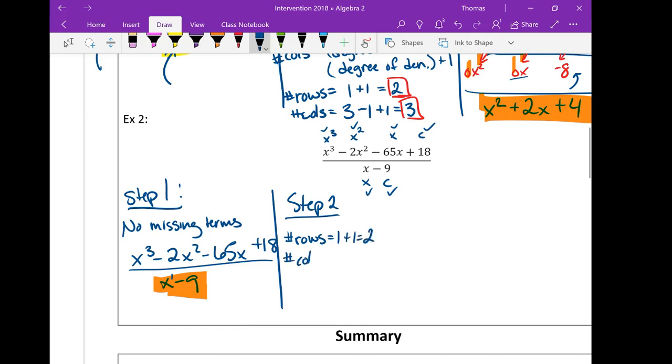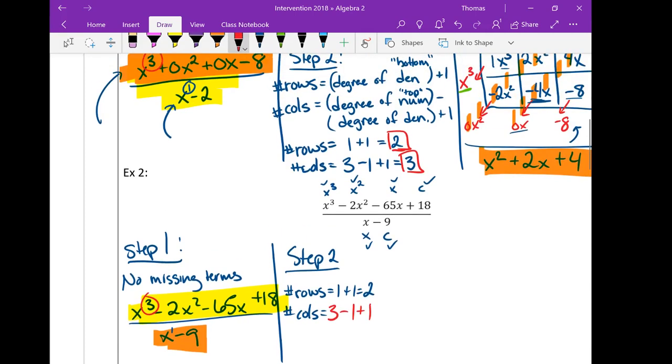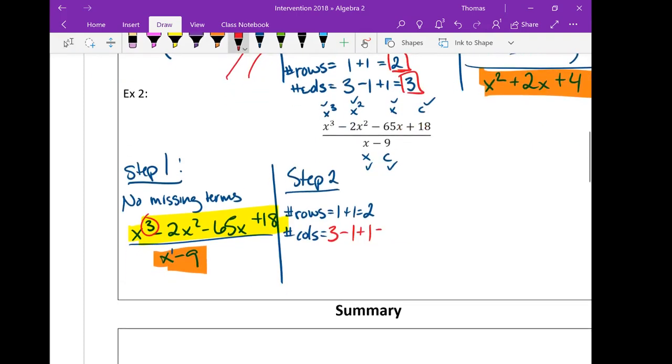And then for columns, I'm going to highlight our numerator. The degree of our numerator, or the highest power, is a 3. So 3 minus the degree of the denominator, which we already found is 1, plus 1. And I'm just looking back at the formulas from our notes to get these. So we should have a 2 by 3 box.